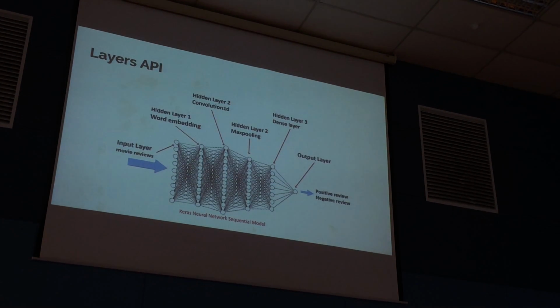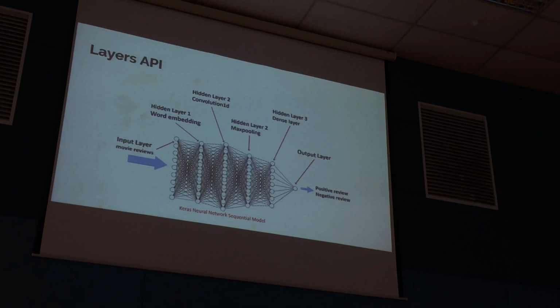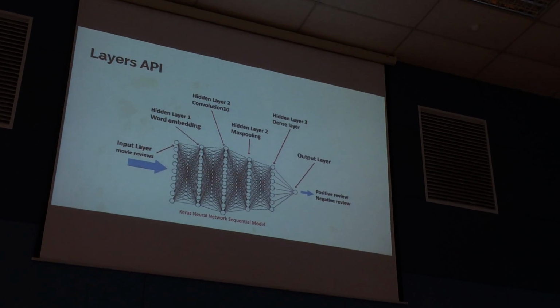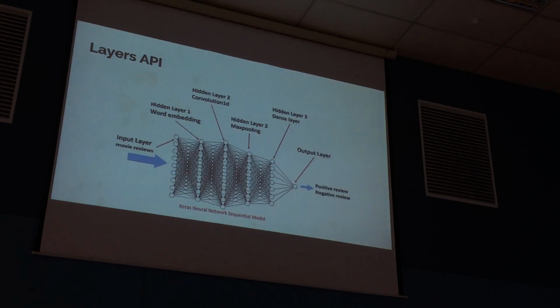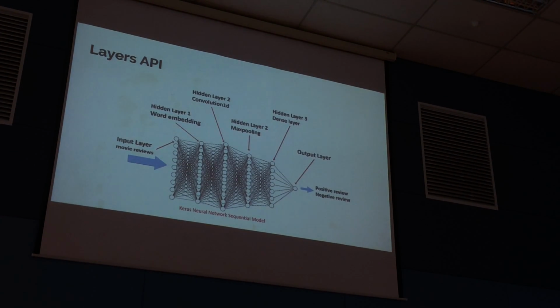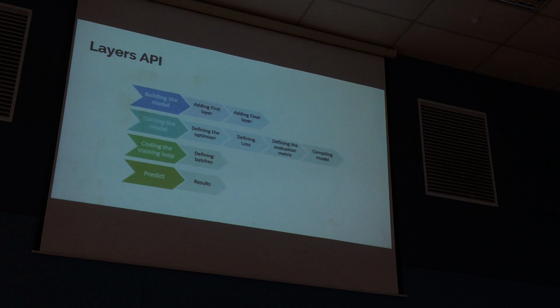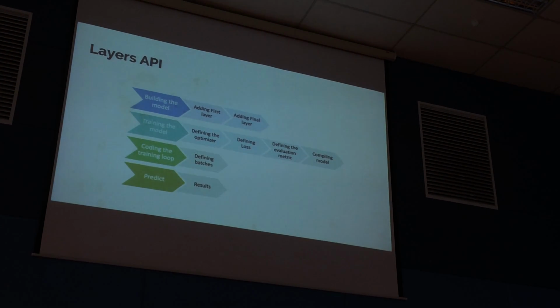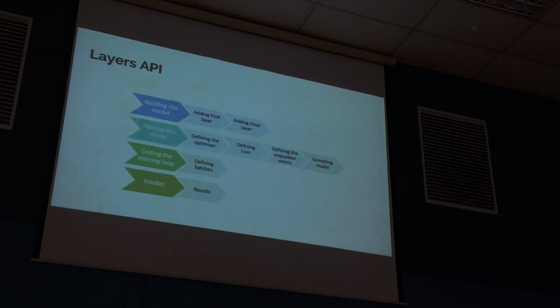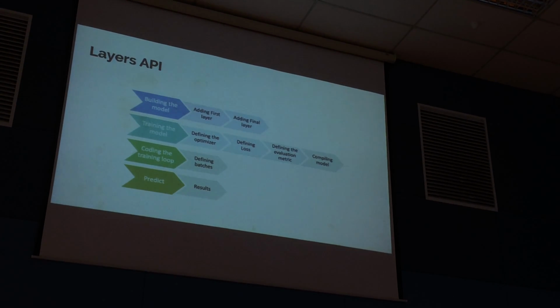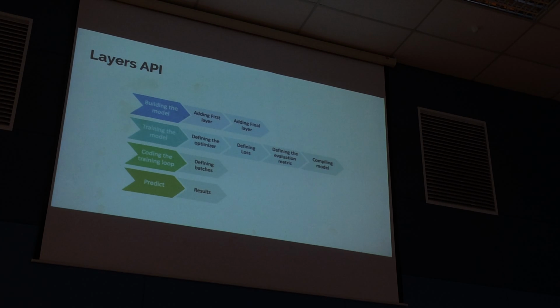So after you define the input layer and the output layer, you define the hidden layers. For example, hidden layer 1, hidden layer 2, and then you stack them up inside this layers API. Generally, whether you do it in TensorFlow, TensorFlow.js, or TensorFlow Lite, it's the same. Basically, you build a model, you add the first layer, you add the final layer. The first layer is the input layer, the final layer is the output layer.